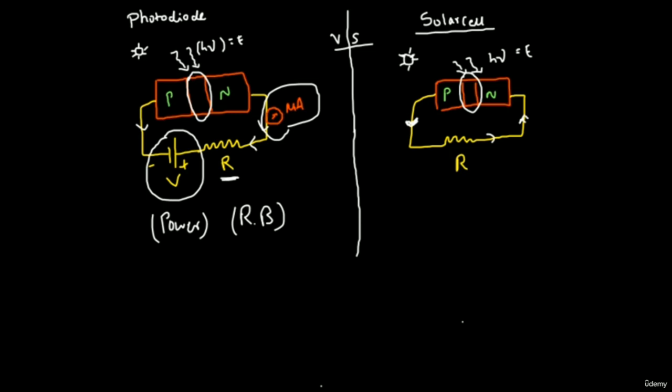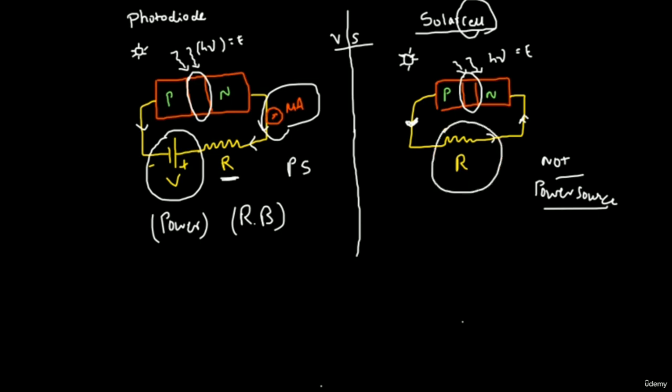So here there is a power source and there there is not any power source. Can you tell me why there is no power source? Well, the answer is quite simple. It's in its name: it is the cell itself. So what is this resistance? This resistance is actually our load resistance. It means you can plug in a bulb here and it will get lighted up.